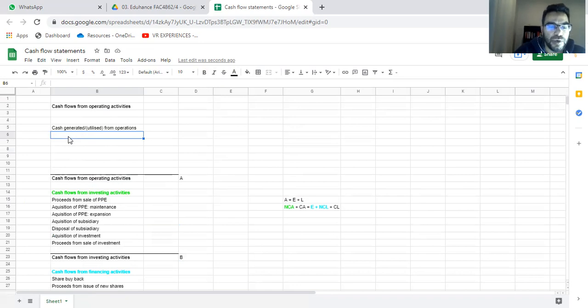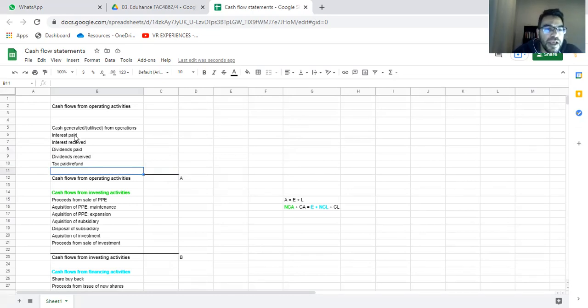Everything else is interest paid, interest received, dividends paid, dividends received, and then tax paid or received. Tax paid or tax refund, so one of the two. If it's a refund, it's an inflow. If it's paid, it's an outflow. Everything paid is an outflow. Everything received or refunded is an inflow.